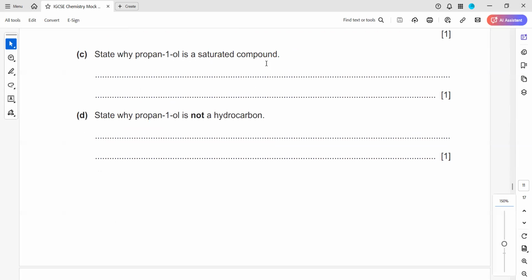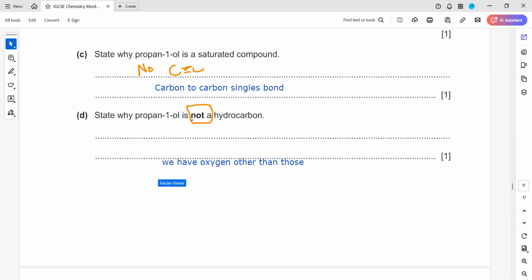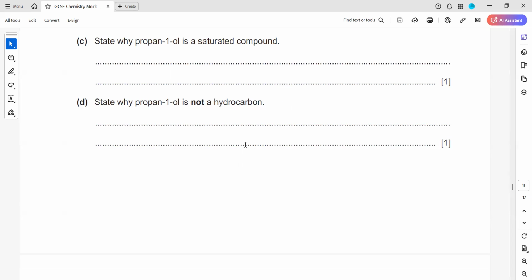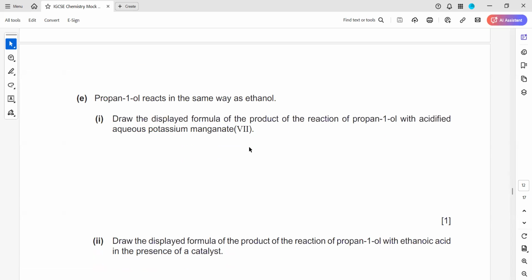State why propan-1-ol is a saturated compound. Because there is no carbon-carbon double bond. And why is it not a hydrocarbon? A hydrocarbon has only hydrogen and carbon, but it also has oxygen. Yes, it contains oxygen, because hydrocarbon means it contains carbon and hydrogen only. It is saturated because it contains carbon-carbon single bonds, or you can say there is no double bond present. You must specify which bond, the carbon-carbon double bond.